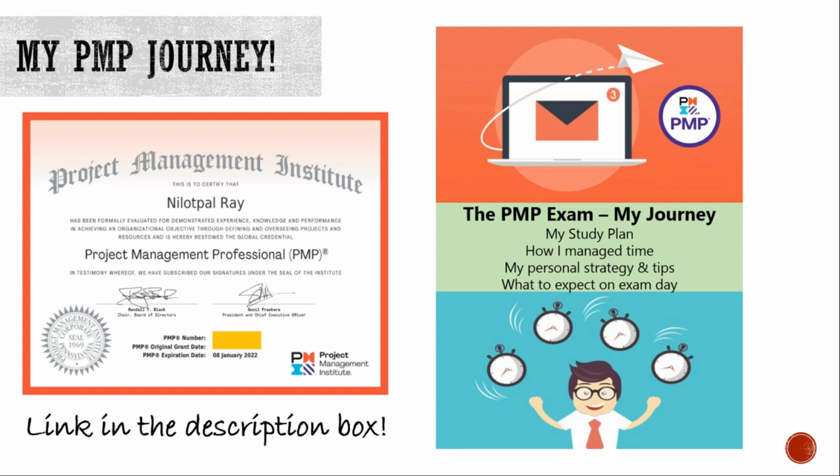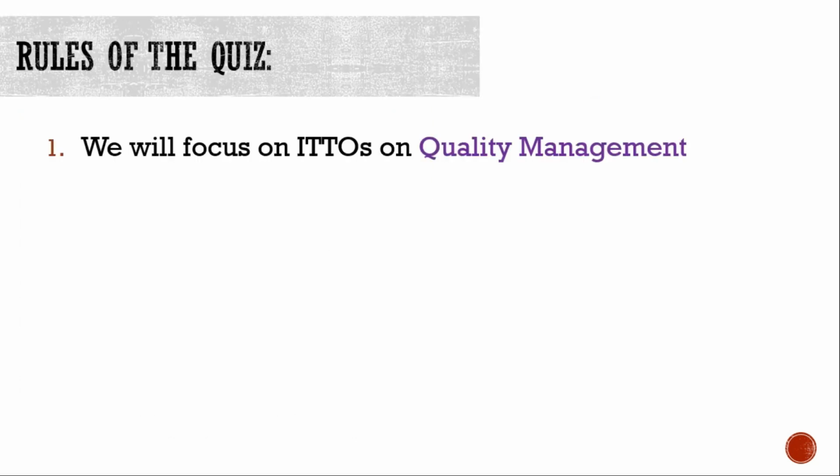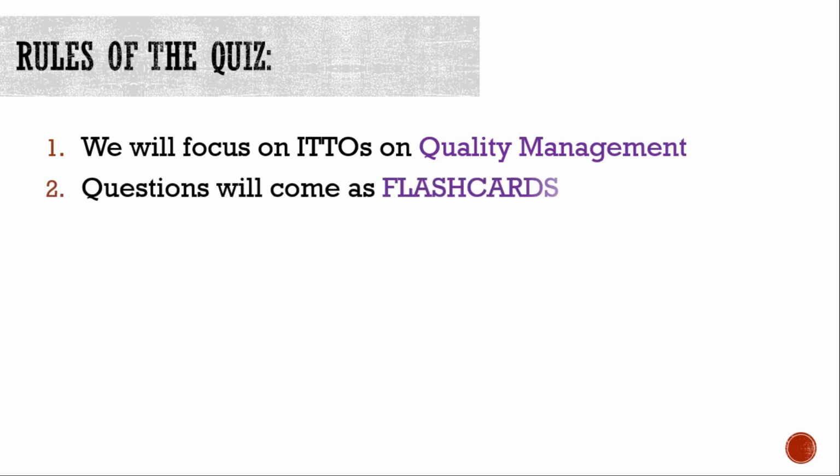Now with that, let's jump right onto the quiz. So the rules of the quiz, guys. Today's topic will be ITTOs on quality management. Questions will come as usual as flashcards. Number of questions will be 10 and these are the only 10 ITTOs which you need to remember out of the 96 ITTOs from the topic quality management.